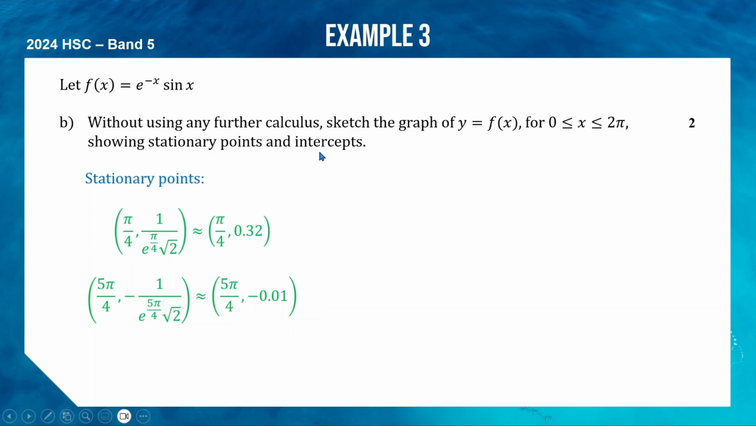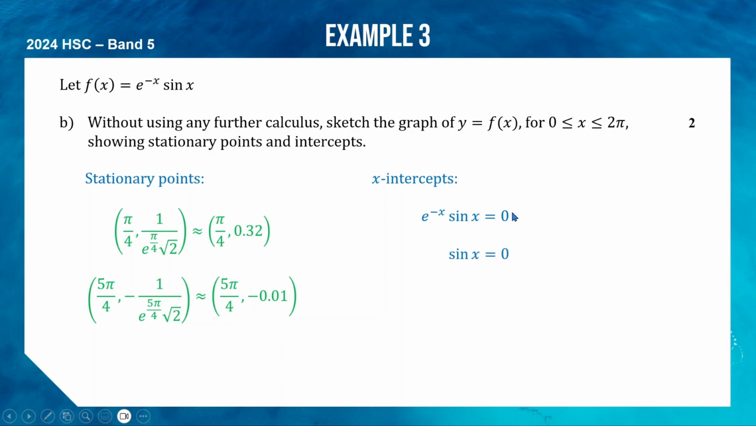We also want to find our intercepts if we want to find a graph of this. So let's find our intercepts. The way you find the x-intercepts of a function is you see where it's equal to 0. So we want to see where e to the negative x sine x is equal to 0. As we've already explained today, e to the negative x can never be 0, so we can just divide by e to the negative x.